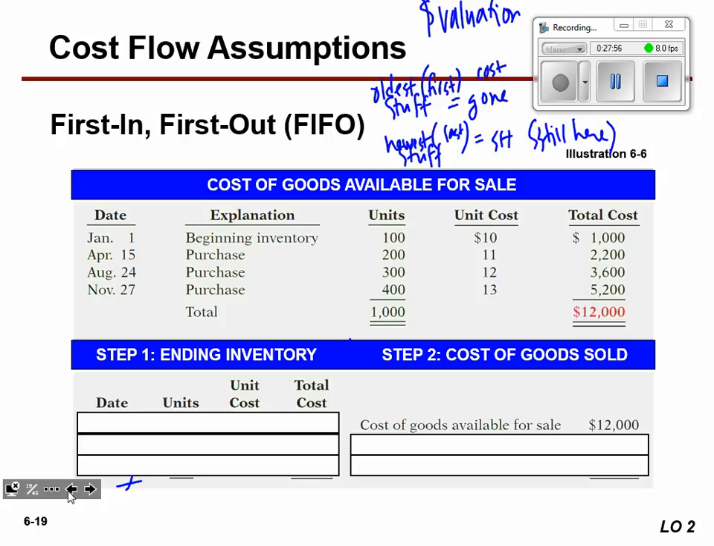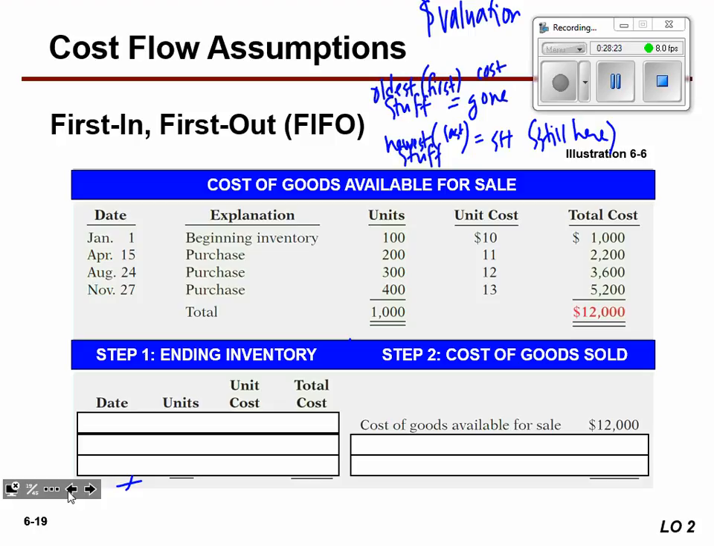The stuff that's in our warehouse was expensive. The stuff that we've sold to our customers was cheap. Are we going to have a higher net income or a lower net income? Higher, because our cost was going to be cheaper. We valued the stuff that left with the customers at a more reduced rate, so it looks like we're making a lot of money.